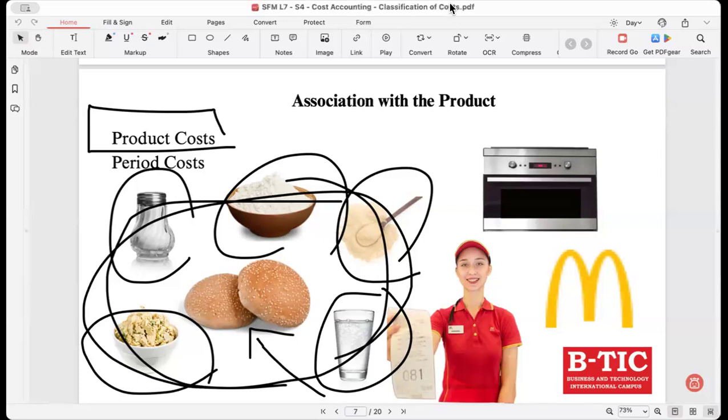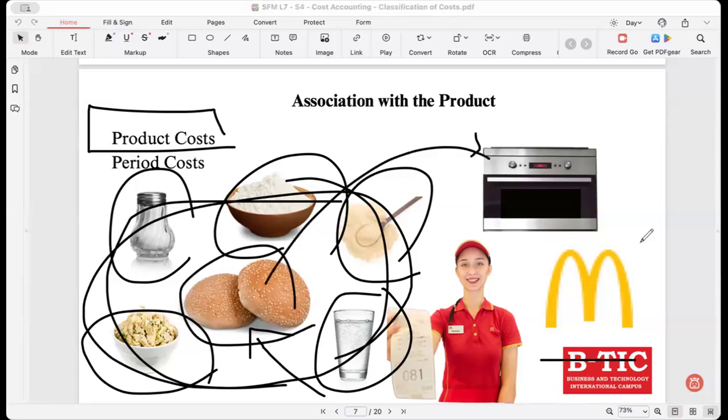Once you make the burger or the bun, you need to sell it. You need to advertise this. For an example, use a brand name, right? You need something to go out to the market. So all the money that is spent in launching the product, in advertising the product, this is called period costs. Again, electricity, rent also comes under period costs.